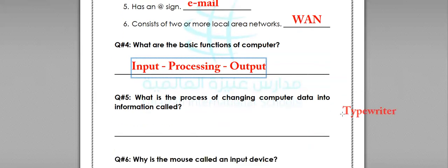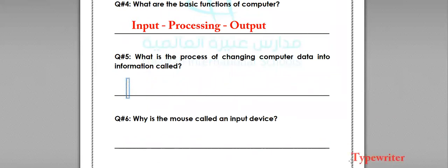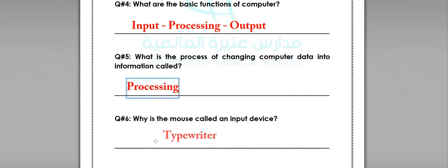Now, the next question is, what is the process of changing computer data into information? It's a one-word answer. The answer is processing.